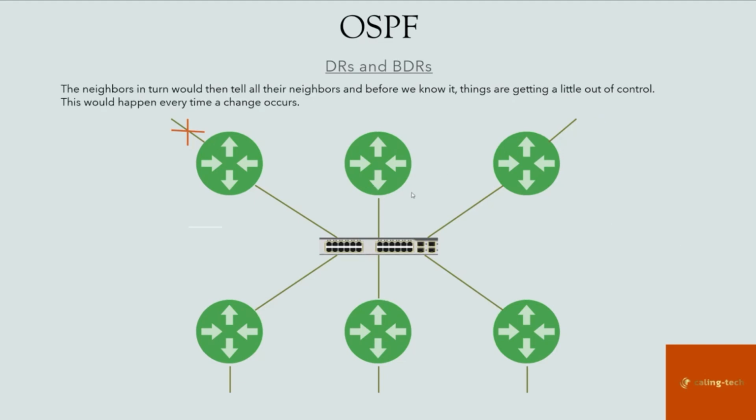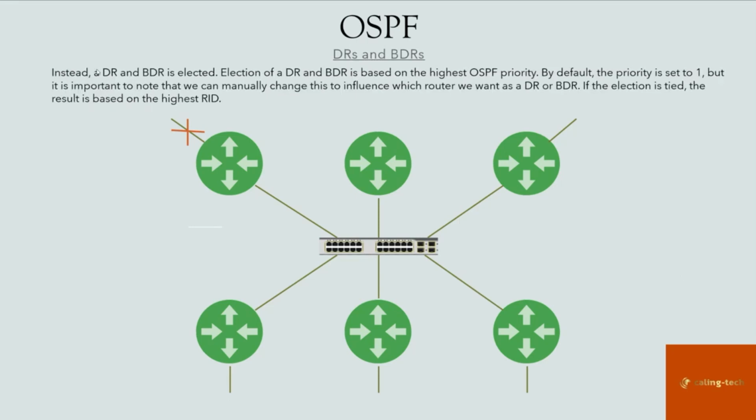The problem is that each of these neighbours in turn would then also have to tell their neighbours that that link is down. So they would have to send a packet as well. So before we know it, things are going to get a little bit out of control, and we're going to have packets flying around this network that we don't need to be going around the network. So instead of that happening, a designated router and a backup designated router are elected.